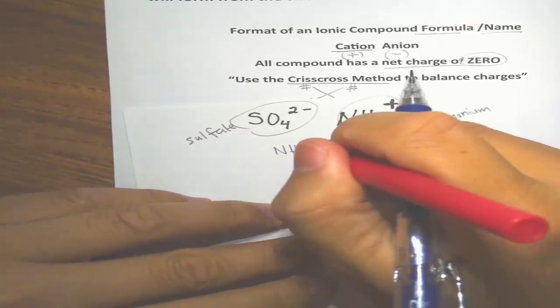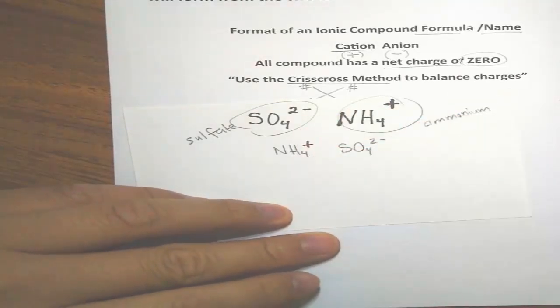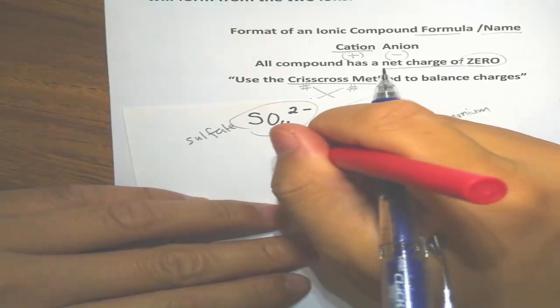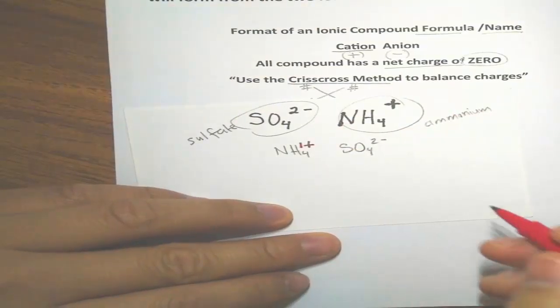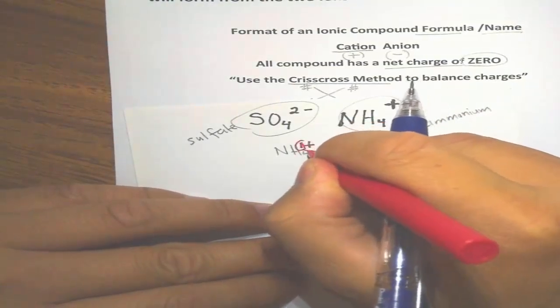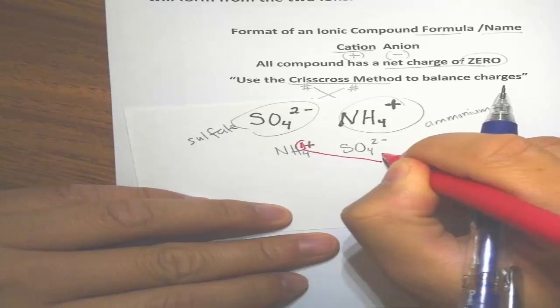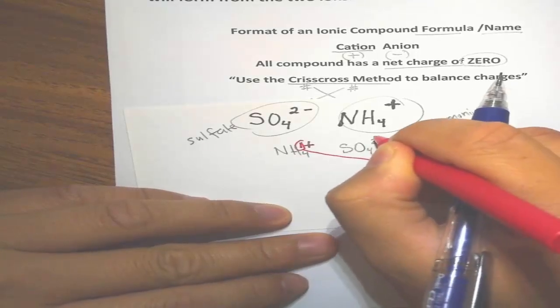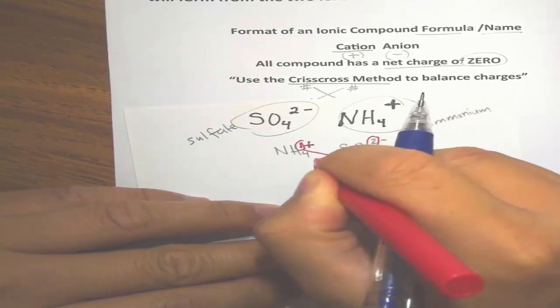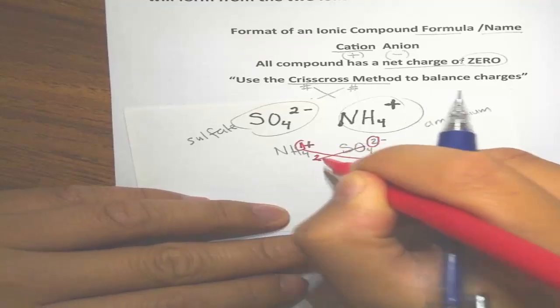Let's use the crisscross method. I just have a plus right here. So what does that plus tell you? What number must be in front of it? Of course it's going to be 1. So our number 1 is going to crisscross and carry it down to represent, hey, I have 1 sulfate. And then that 2 right there is going to be carried down and represent, I have 2 of ammonium.